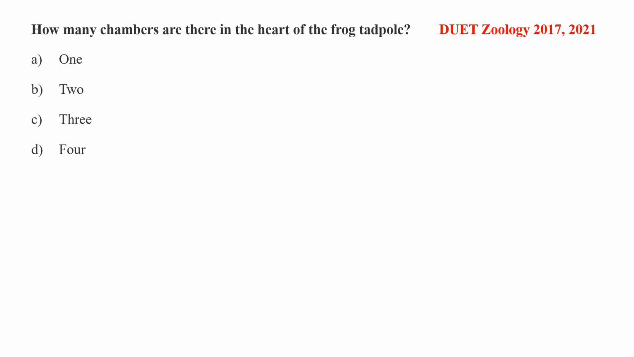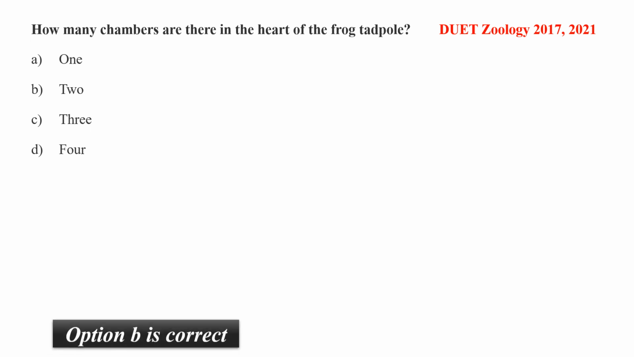How many chambers are there in the heart of a frog tadpole? 1, 2, 3, or 4? An adult frog always has a three-chambered heart, but its tadpole, which is more adapted to aquatic life, has a two-chambered heart with one atrium and one ventricle. So option B would be the correct answer.